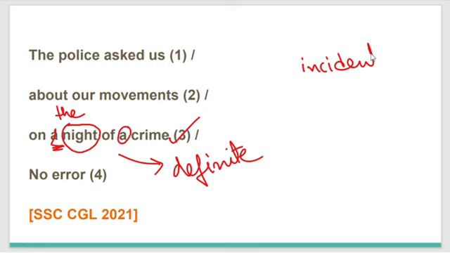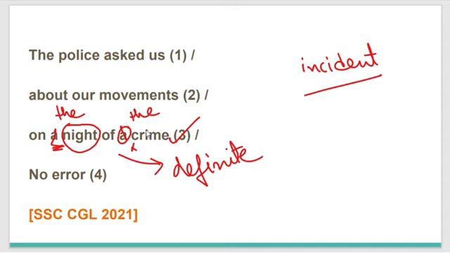So the incident is happening on a day which is getting specific, and on that day an incident is happening for which the day is getting mentioned, the day is getting particular. Hence, the incident is also getting definite. Hence, this a is also incorrect and it will be the. So the correct sentence is: the police asked us about our movements on the night of the crime.